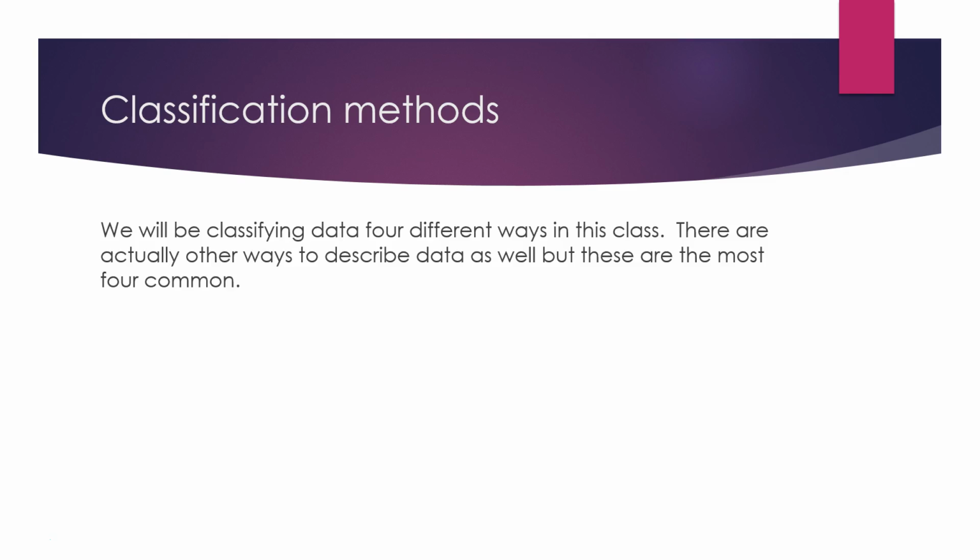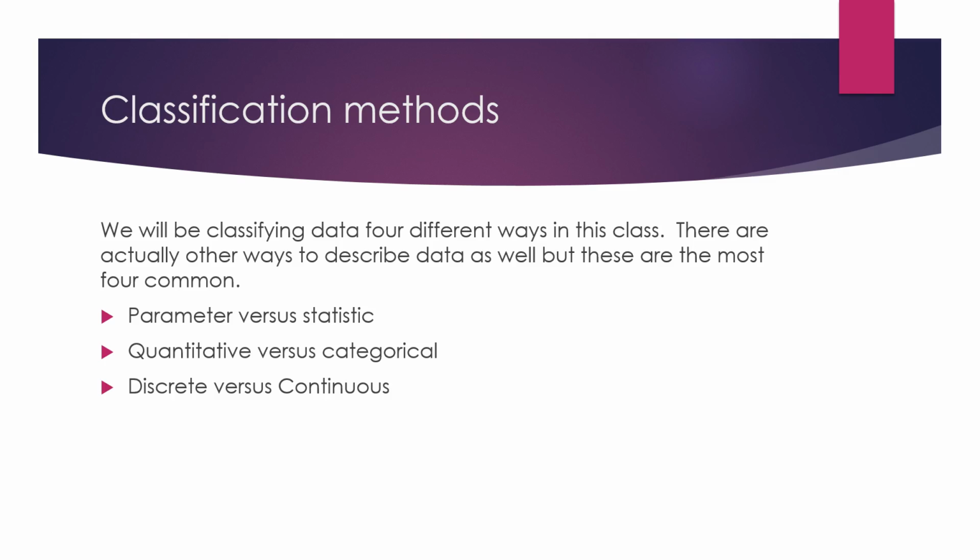There are 4 different classification methods that we will be using. There are more different ways to describe data, but they do get pretty specific to certain fields. The 4 that we are talking about are the 4 most common. The first is parameter versus statistic. The second is quantitative versus categorical. The third is discrete versus continuous. And the last is levels of measurement, which are nominal, ordinal, interval, and ratio.